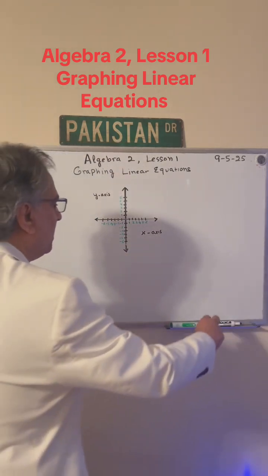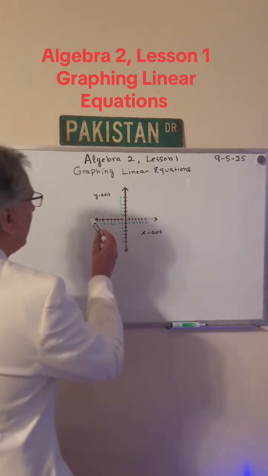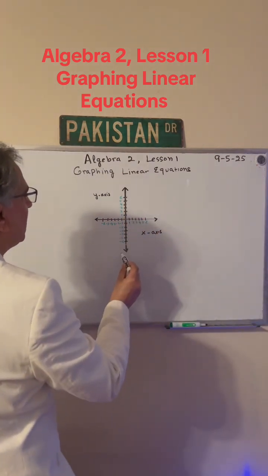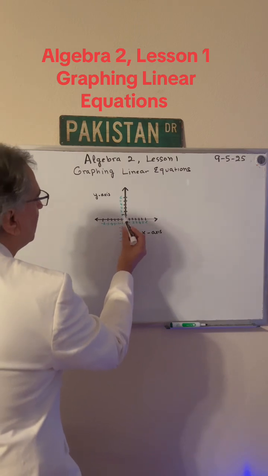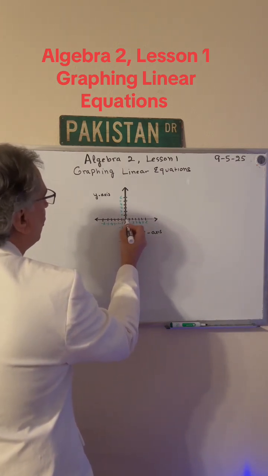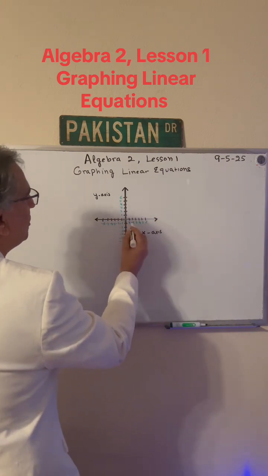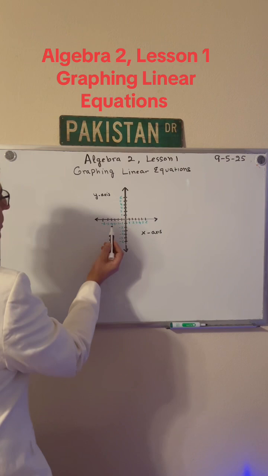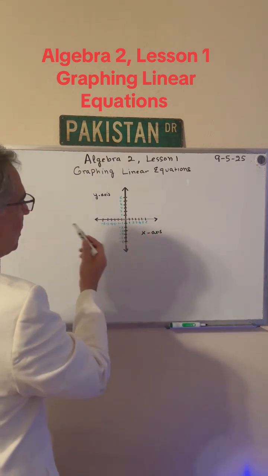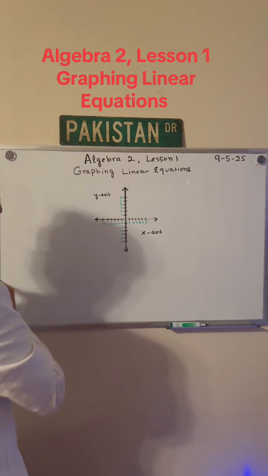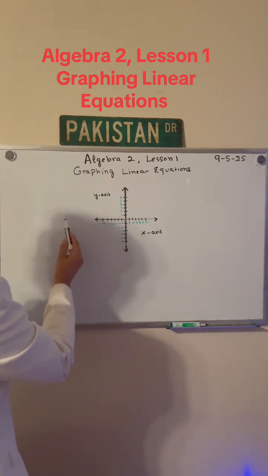On the board, I have the x-axis and I have the y-axis. If you go to the middle point, it is 0. If you go towards the right, you have 1, 2, 3, 4, 5, 6. Similarly, if you go on the negative side, you have -1, -2, -3, -4, and so forth. And this goes up to infinity.